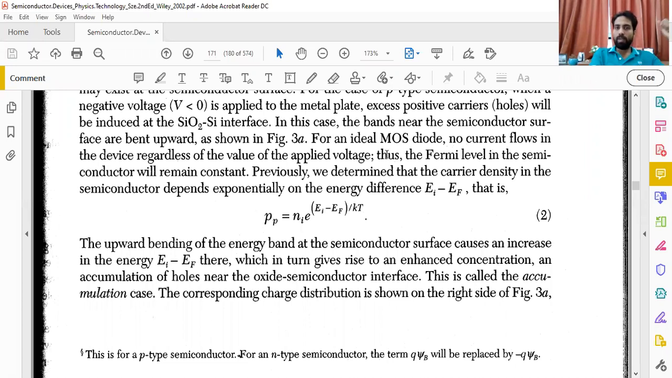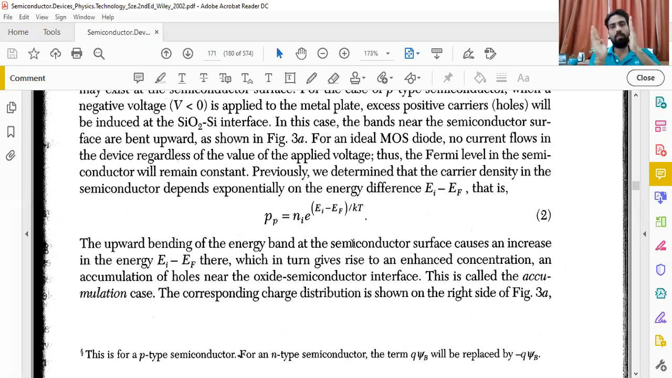Important point: for an ideal MOS diode, no current flows in the device regardless of the value of the applied voltage. Thus the Fermi level of the semiconductor will remain constant. Why will the current not flow in the ideal diode? Because we have a metal contact and a semiconductor. Deposition of charge carriers may be there, but in between we have a silicon dioxide, and that silicon dioxide works like an insulator.